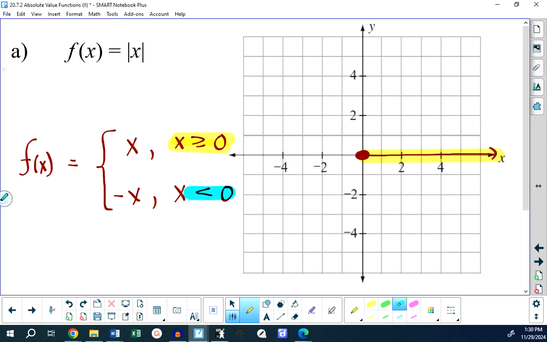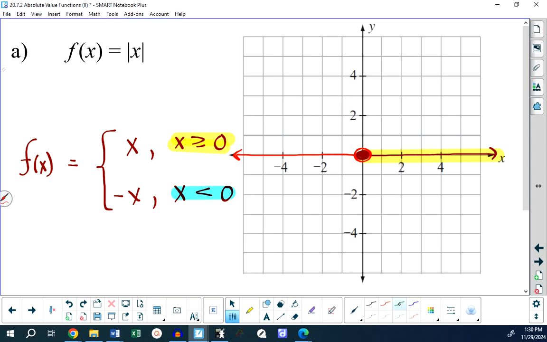This is not including 0 and everywhere to the left. Yes? Okay. Hold off on drawing anything just yet. Do you know what y equals x looks like as a graph? Do you know what y equals x looks like? Yeah, it's a line through the origin at an angle of 45 degrees, correct?